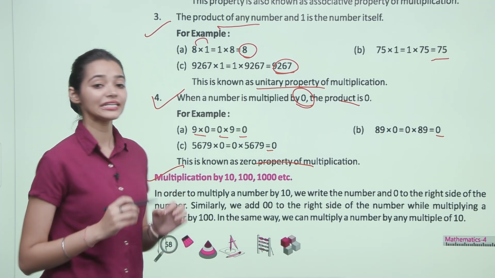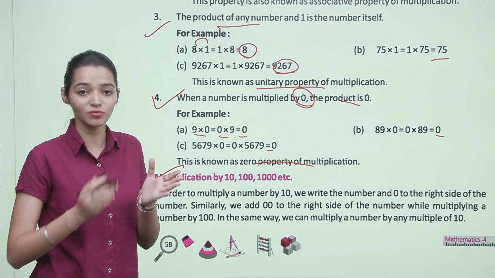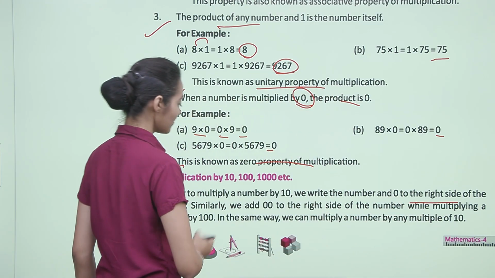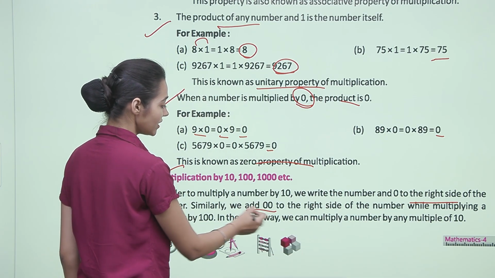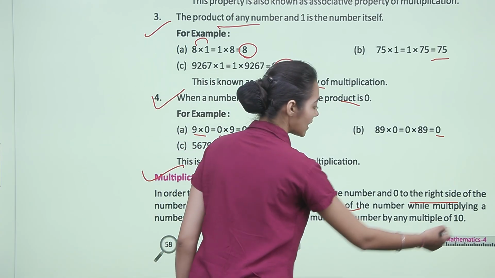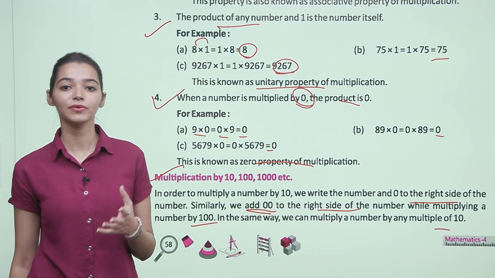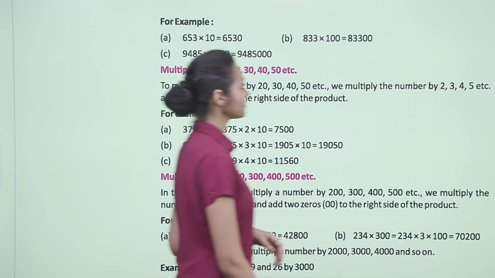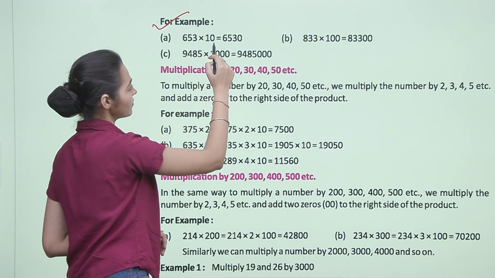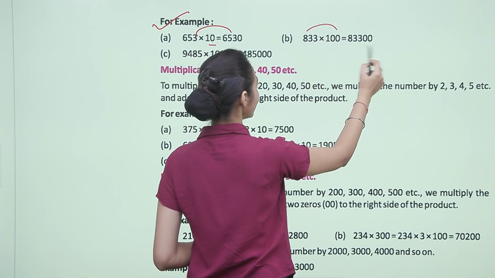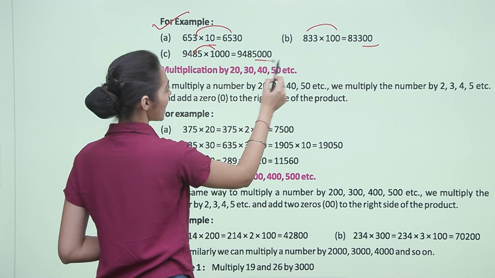Now multiplication by 10, 100 and 1000. In order to multiply a number by 10, we write 1 zero to the right side. When we multiply it by 100, we add 2 zeros to the right side. Similarly, we can get a multiple of any number. For example, when we multiply by 10, we add 1 zero. Multiply by 100, we add 2 zeros. Multiply by 1000, we add 3 zeros.